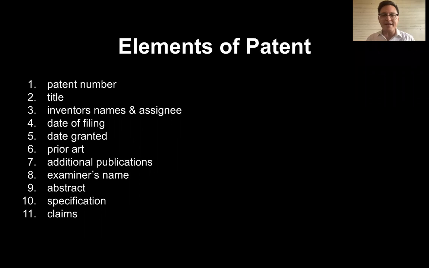Okay, each patent document, which we'll look at in class, has certain elements. One of those elements is a patent number.